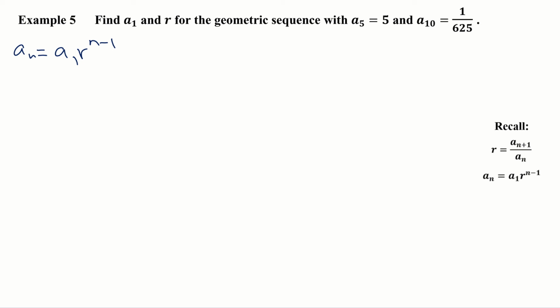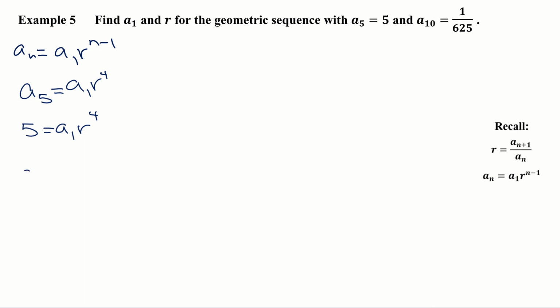Okay, so we do know a5, so let's go ahead and write up a formula using 5 for n. So we get a5 equals a1 r to the 5 minus 1, right? So that would be what? To the 4. All right, so I do know what a5 is. Let me substitute, which is 5. So I get 5 equals a1 r to the 4. Remember, we don't have either a1 or r, so we leave it as it is for now.